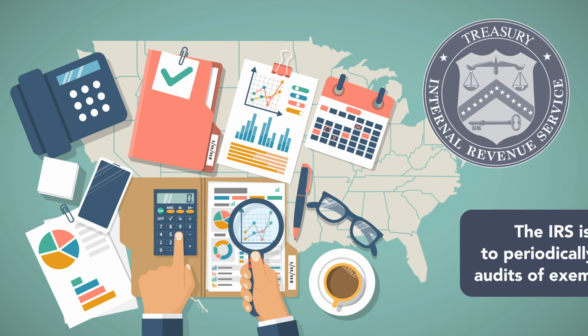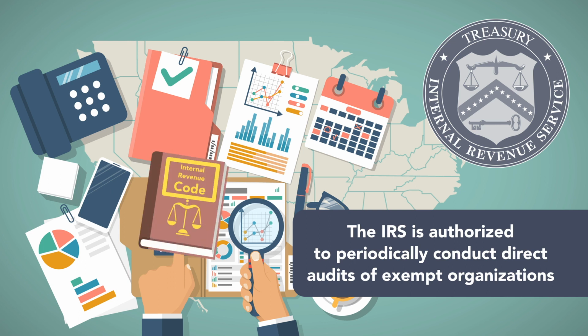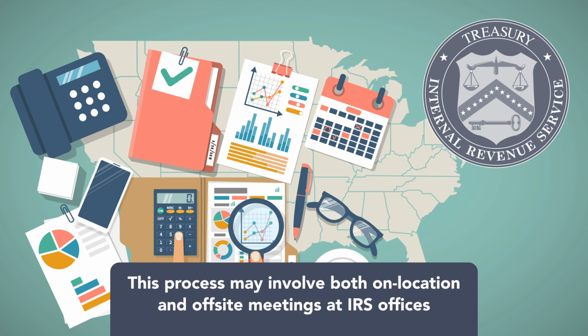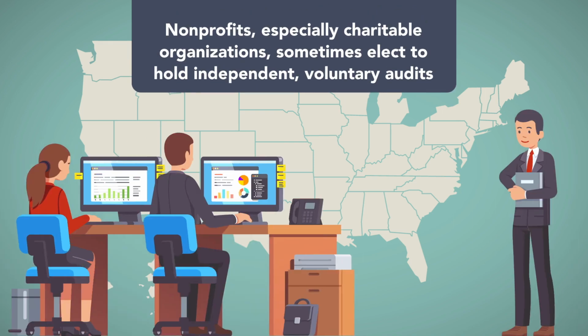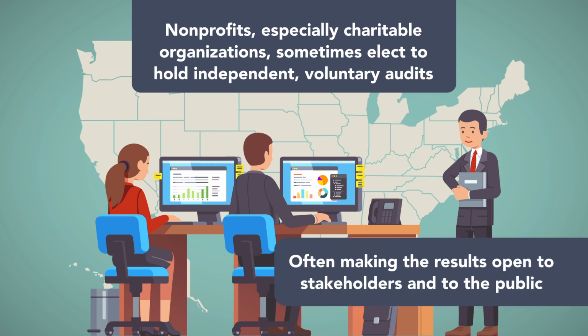The IRS is authorized to periodically conduct direct audits of exempt organizations to ensure they are complying with the requirements for exempt status and paying any required taxes. This process may involve both on-location and off-site meetings at IRS offices. Nonprofits, especially charitable organizations, sometimes elect to hold independent, voluntary audits to build a reputation for transparency and to highlight the integrity of the organization, often making the results open to stakeholders and to the public.